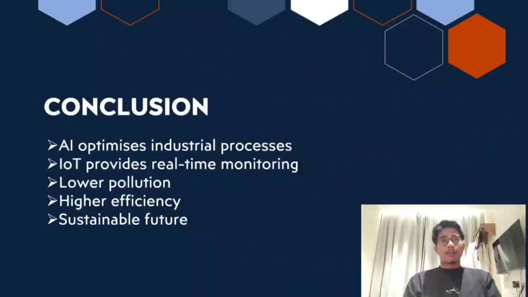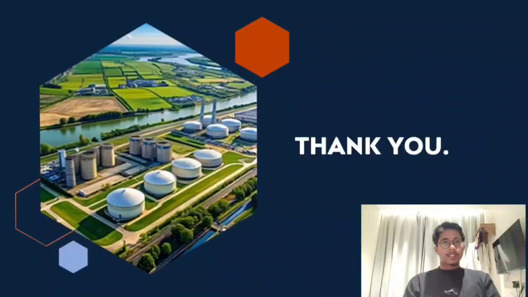In conclusion, modern technologies such as artificial intelligence, AI, and the Internet of Things, IoT, play an important role in reducing environmental impacts in the chemical manufacturing industry. AI improves process efficiency through predictive maintenance and process optimization, while IoT enables continuous real-time monitoring and faster response to environmental risks. Together, these technologies help industries reduce pollution, conserve resources, improve operational efficiency, and achieve long-term sustainability.